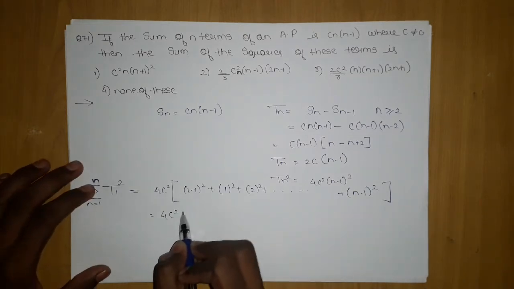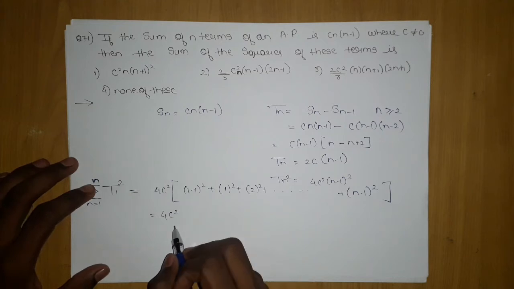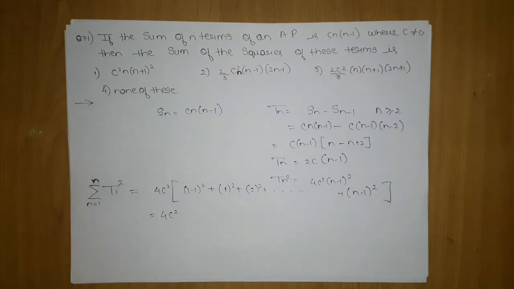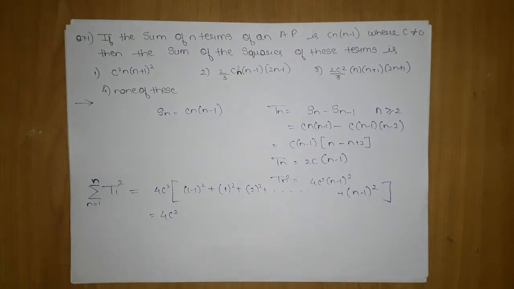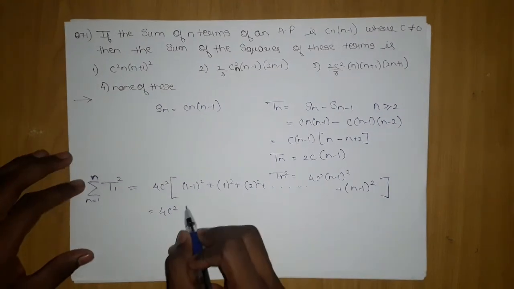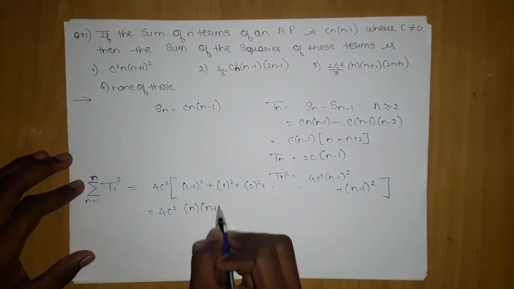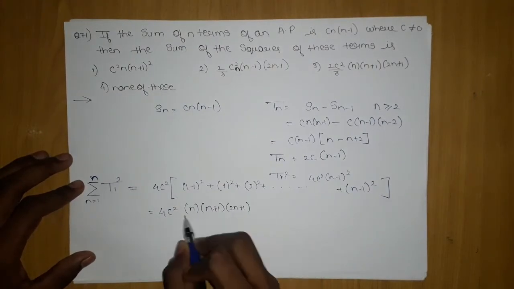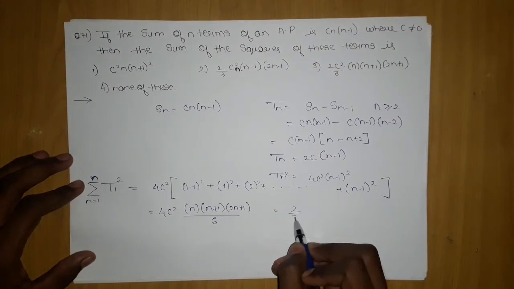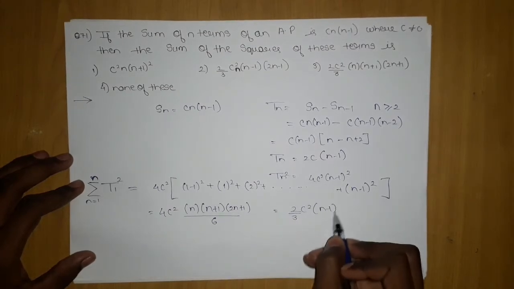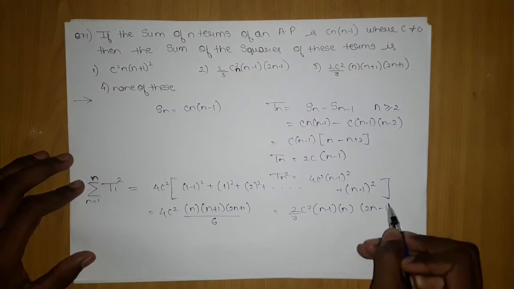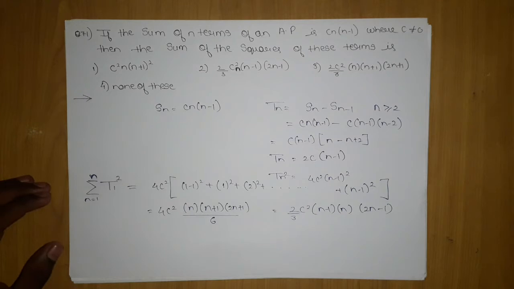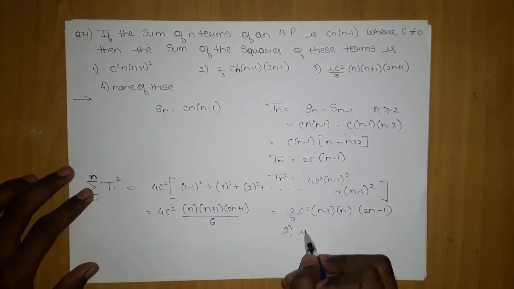So what is the formula for the sum of n squares? It is nothing but n into n plus 1 into 2n plus 1 by 6. Here we substitute the last term, which is n minus 1. This will become 2 by 3 c square, n into 2n minus 1 after substituting n minus 1. So which is the answer? Second is the answer.